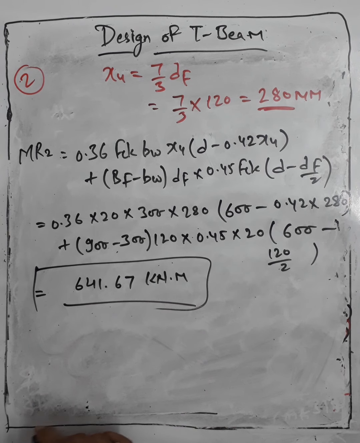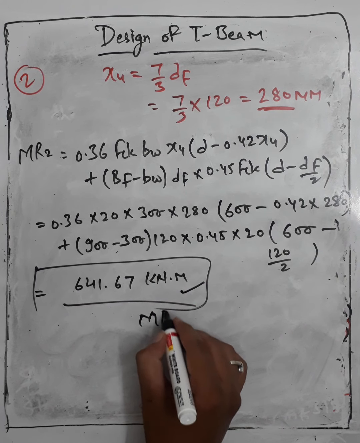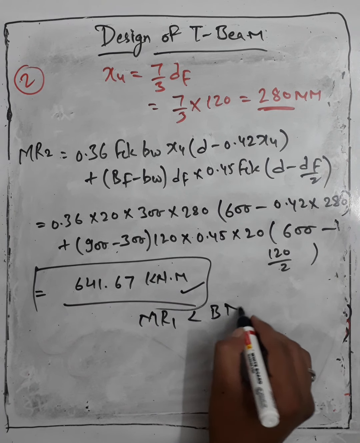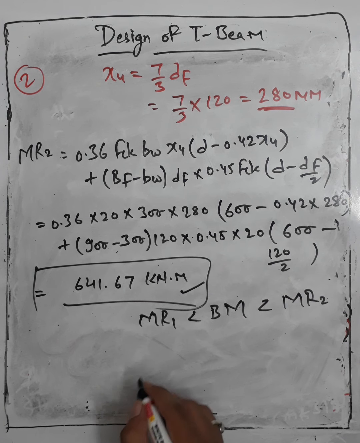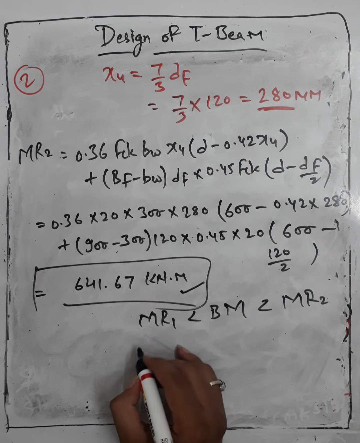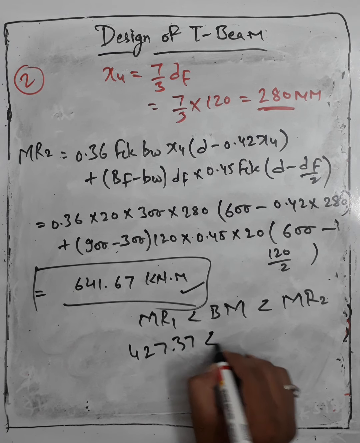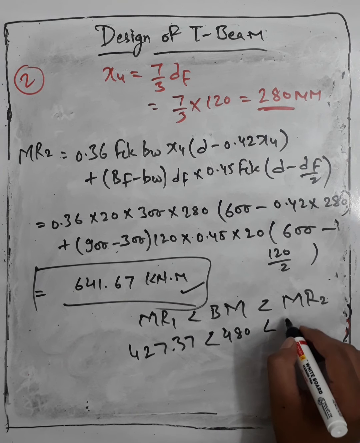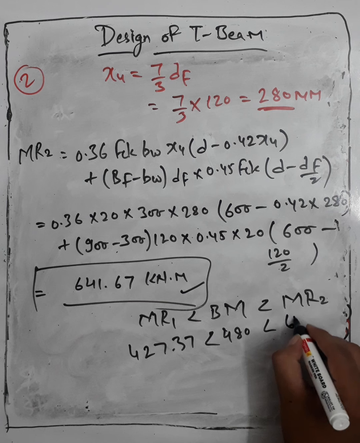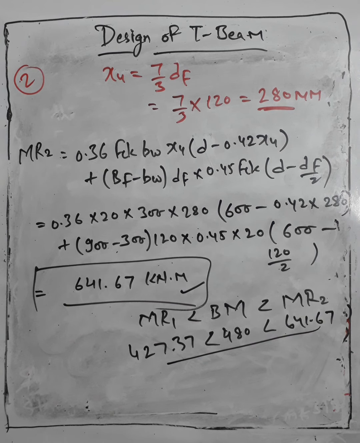So here we found MR2. We get MR1 less than the bending moment, and the bending moment less than MR2, because MR1 is 427.37, the bending moment is 480, and MR2 is 641.67.